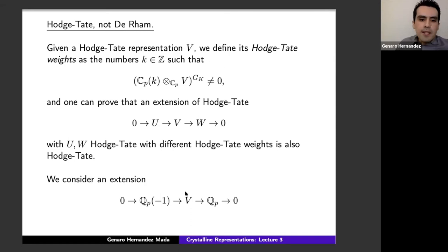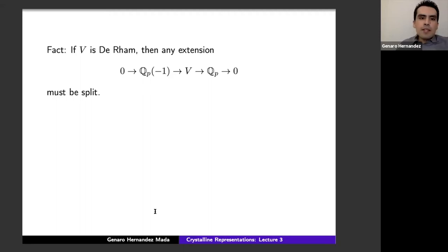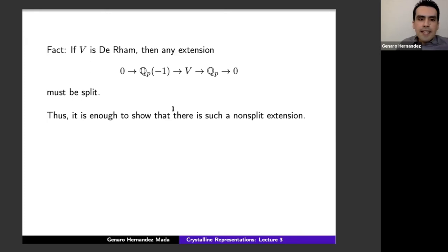So we have that V is Hodge-Tate. So here we have just the minus one Tate twist of Q_p. And now we consider this other fact that if V is de Rham, then any extension of this type must be split. And then it is enough to show that there is an extension like this that is non-split, right? Because it would be Hodge-Tate by the previous slide, but it could not be de Rham, because if it were de Rham, then it would be split.